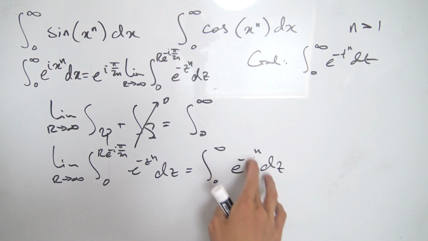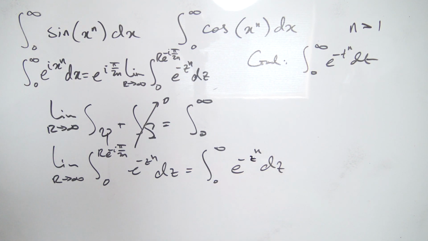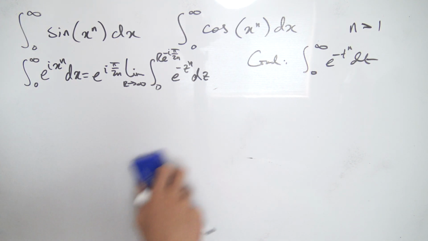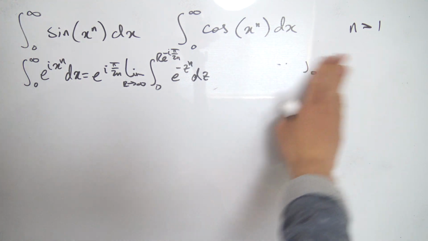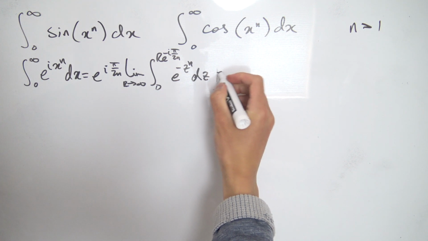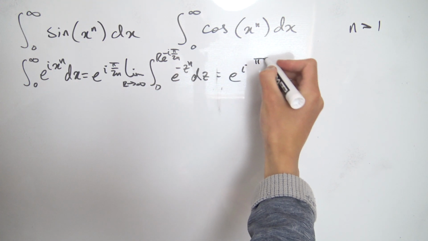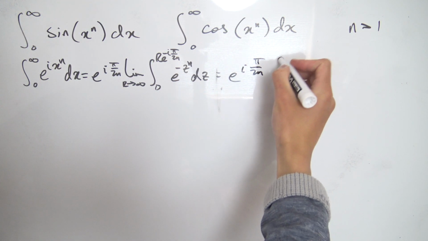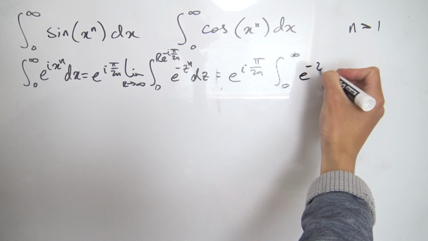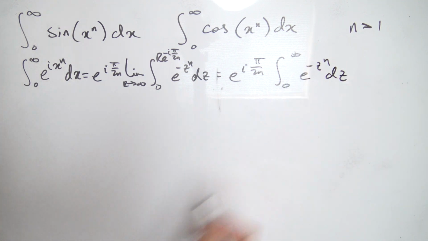And so let's just replace the variable. Let's just keep it as z, why not? So we'll just keep that variable as z. So we've just shown that, so we've basically gotten to our goal integral over here. So now we can write this as being equal to e to the i pi over 2n, and then the integral from 0 to infinity of e to the minus z to the n dz.